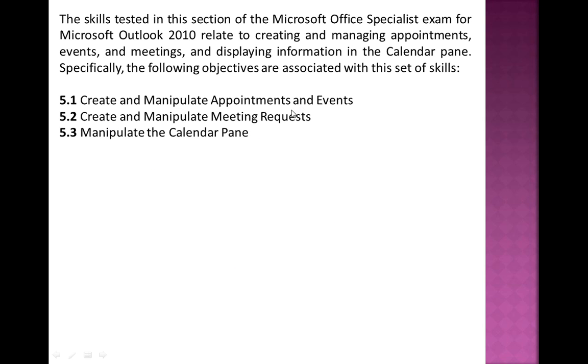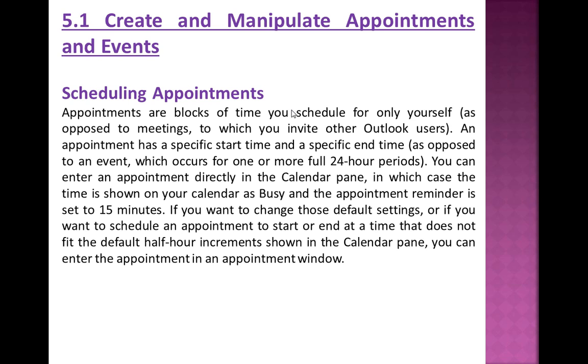This chapter contains 3 topics. First one is how to create and manipulate appointments and events. Then 5.2 is how to create and manipulate meeting requests. Then 5.3 is how to manipulate the calendar pane, that is available in Outlook 2010 for easy reference for the people.